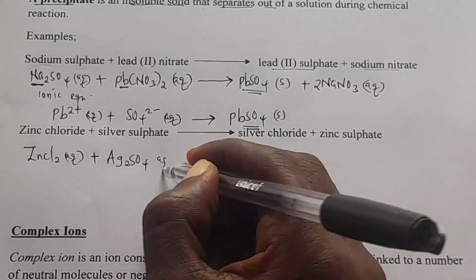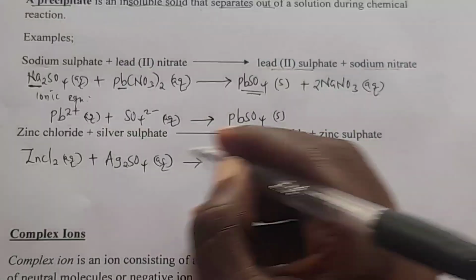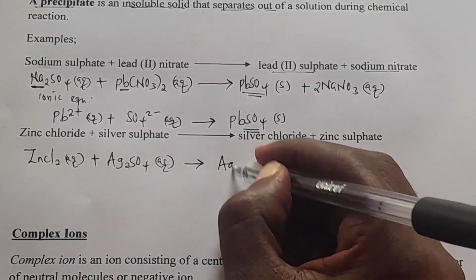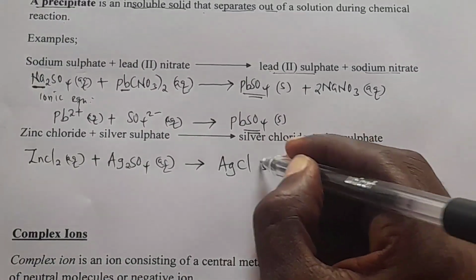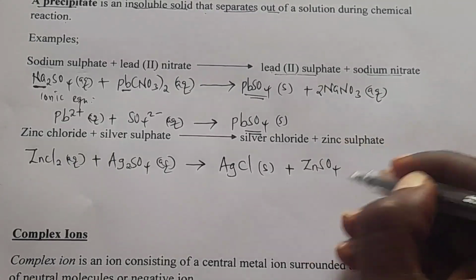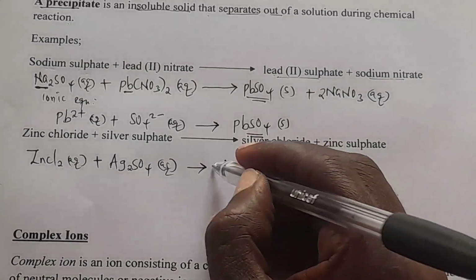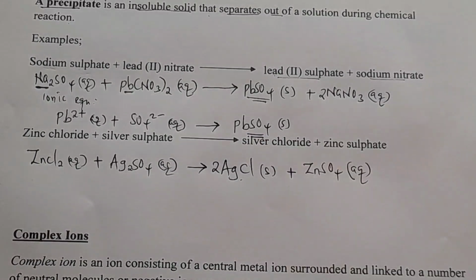All sulfates are soluble except lead, barium, and also calcium. We are going to get silver chloride. So we are writing silver chloride. Silver chloride is solid, and we are going to get zinc sulfate. Remember, we said all chlorides are soluble except lead and silver. That means silver chloride is a precipitate.